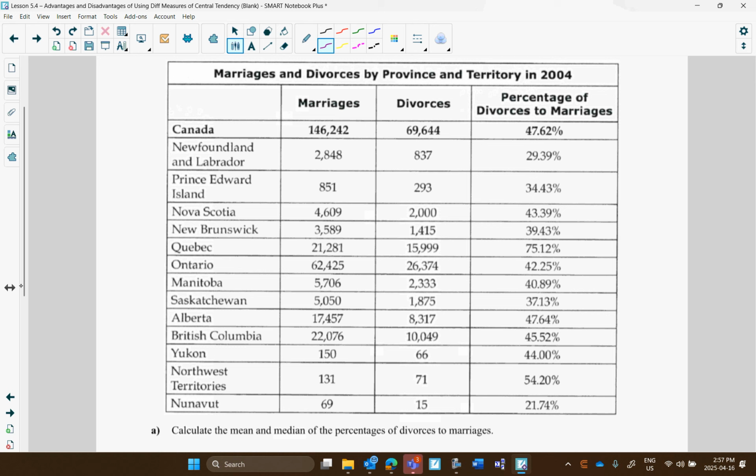Okay. So we want to calculate the mean and median. We're not going to worry about this. I'll tell you what this number means in a second. So to calculate the mean, we'd have to add all these up, divide by how many there are. To calculate the median, we would have to list them from smallest to largest and find the middle number or average the two middle numbers. 1, 2, 3, 4, 6, 7, 8, 9, 10, 11, 12, 13. How many are going to be in the middle? One number in the middle. Remember, if it's an odd number of numbers, there's one in the middle. If there's an even number of numbers, there's two in the middle.